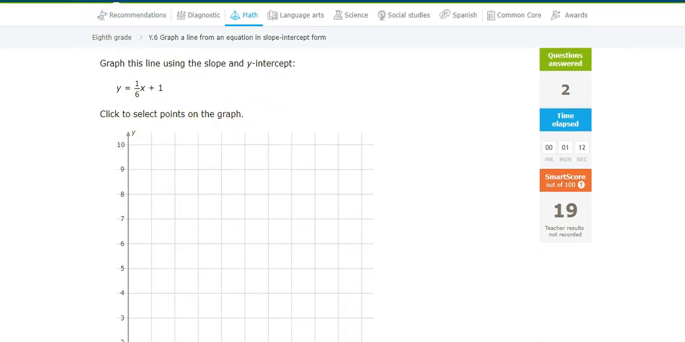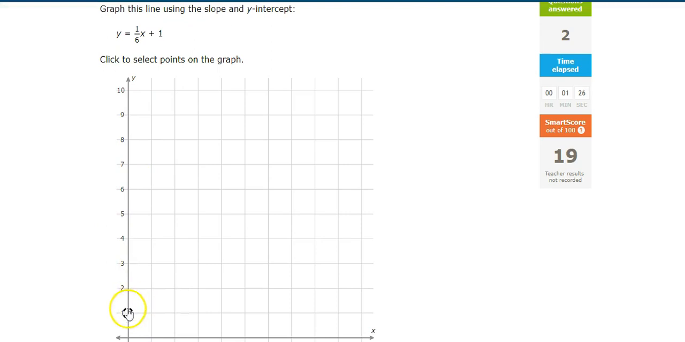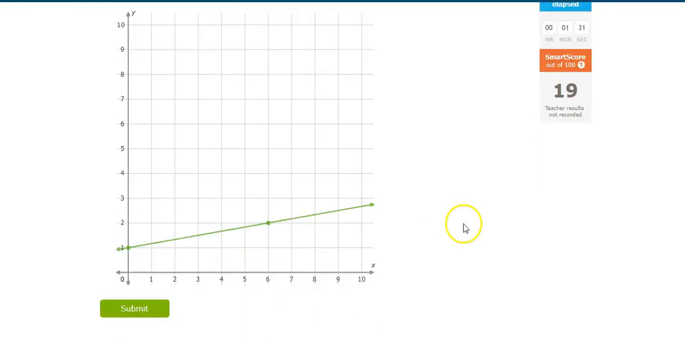Where do you want to be? He wants to be at 1, and then he wants to go up 1 and over 6. He wants to start at 1, and then go up 1 over 6. 1, 2, 3, 4, 5, 6.